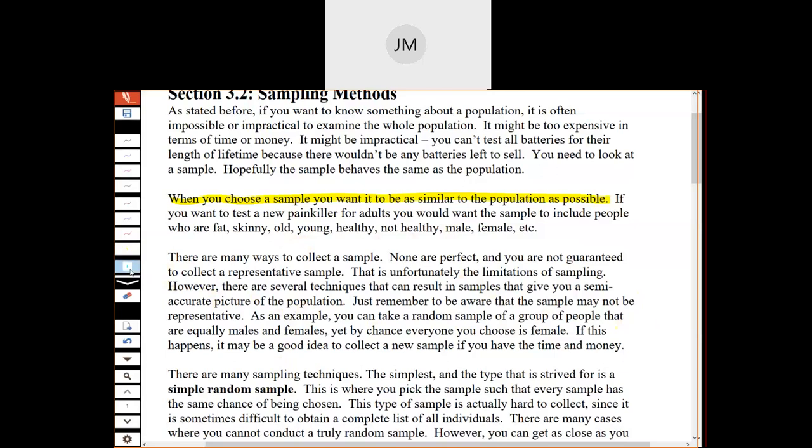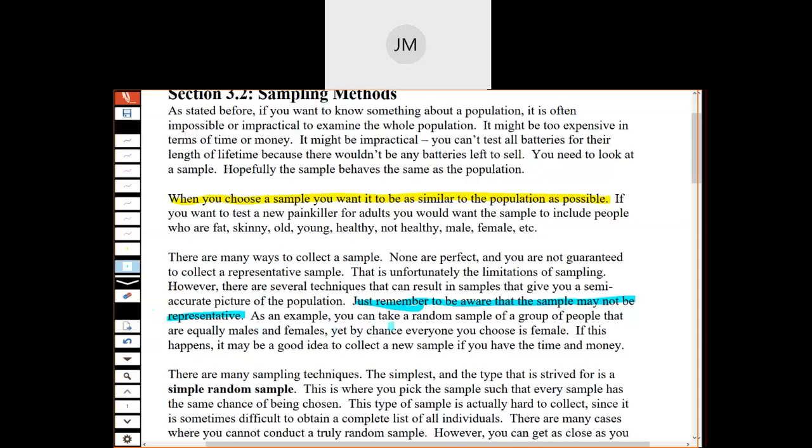Just remember, the sample may not be representative. And this is going to be something that's going to come up later on too, when we're coming up with conclusions. We have to account for the fact that sometimes our sample is not a good representation of the population.